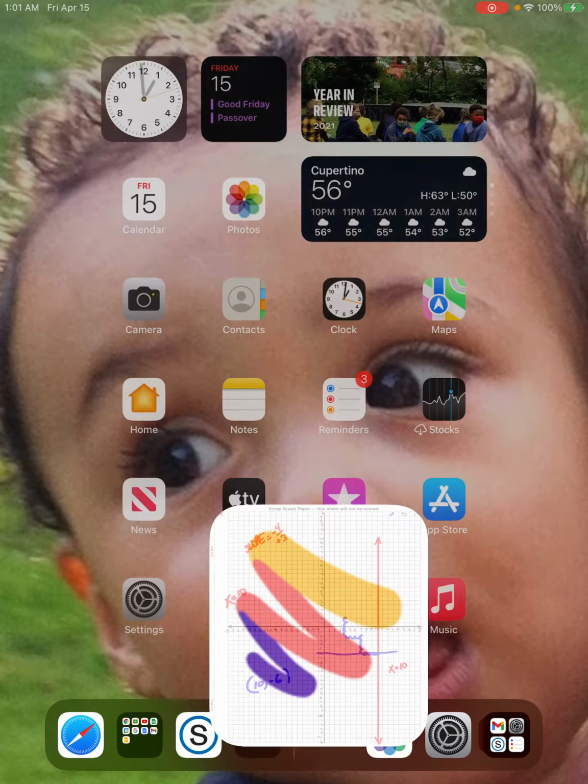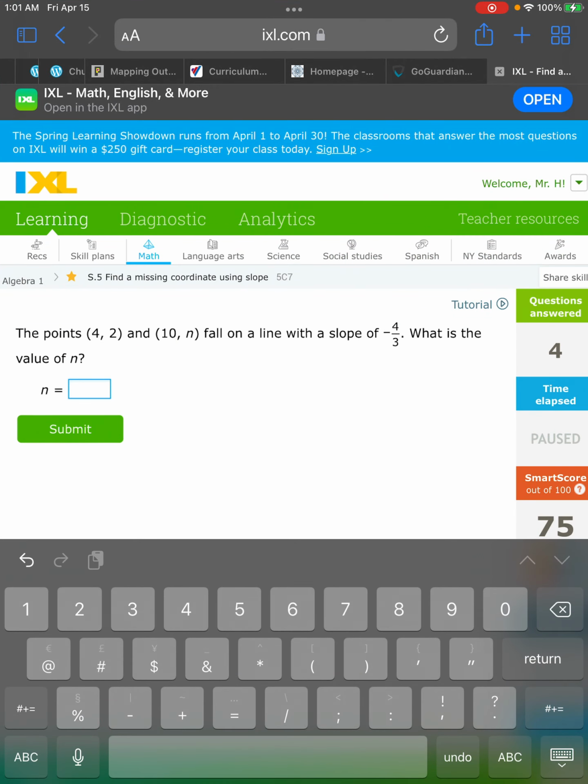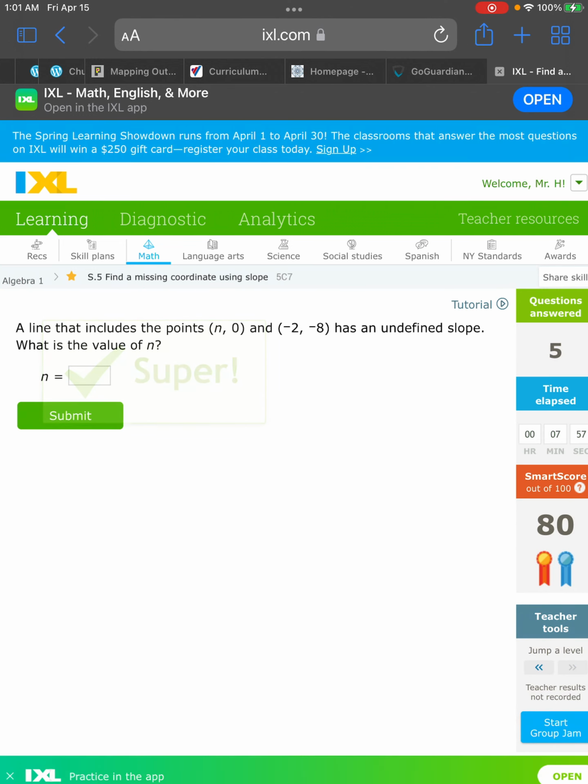So if I go back over to IXL and I put in -6, it says super. All right, so let's do another one. This one, they don't give us the x coordinate, they give us the y coordinate of 0. And they also tell us that the line goes through (-2, -8), and the slope is undefined. All right, so let's try that one.